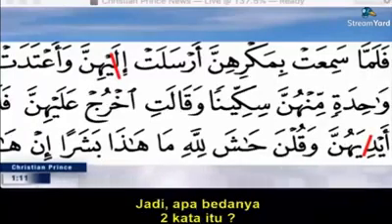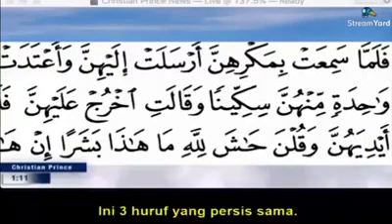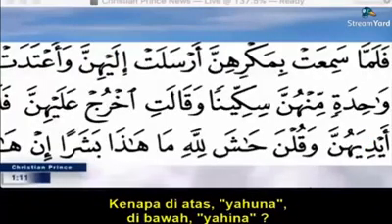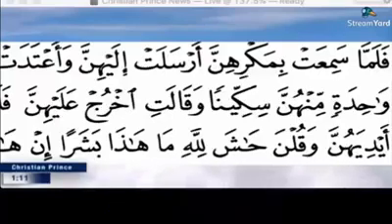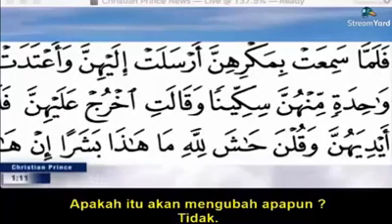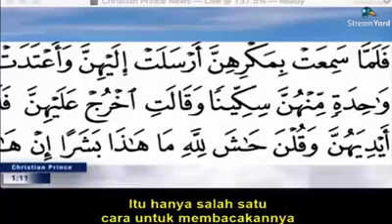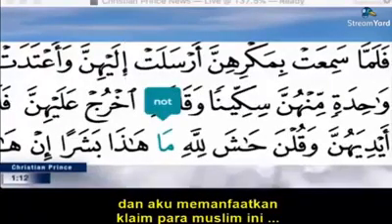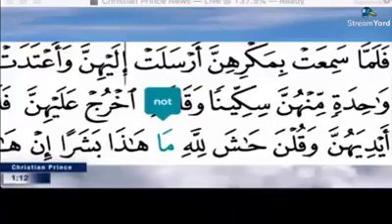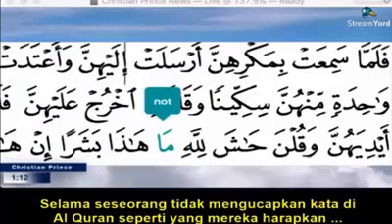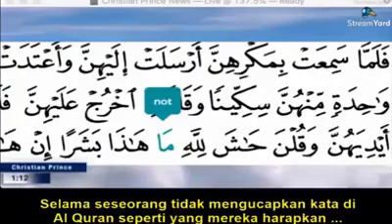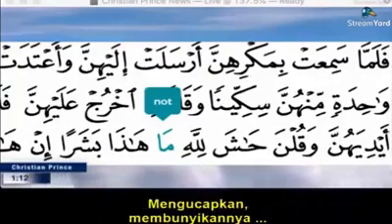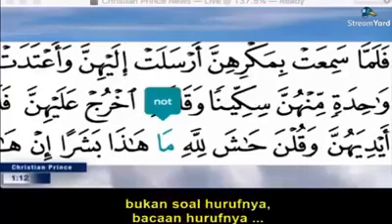So what is the difference between the two words? This is the same 3 exact letters. Why here it is hunna and there it is hinna? Will that change anything? No. This is just a way of reading. But here, as long as we are talking about this topic, and I take advantage of this, Muslims claim, as long as a person did not pronounce the Quran as they wish, pronounce the sound, not the letters.